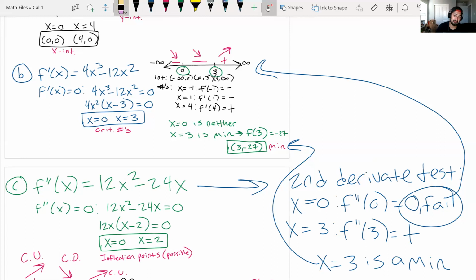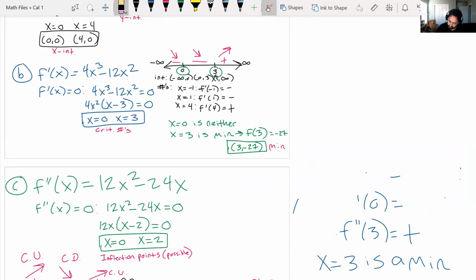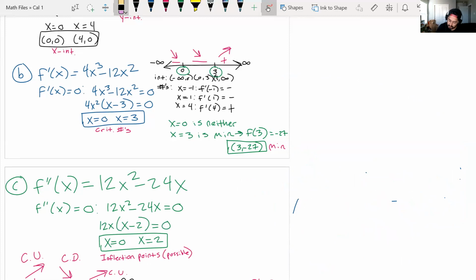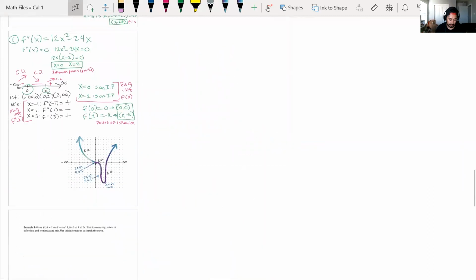Use it if you want. I don't. And the reason I don't is because it's just an extra step. You're going to have to find the second derivative anyways, so just keep going. Okay, there it is. Beautiful.